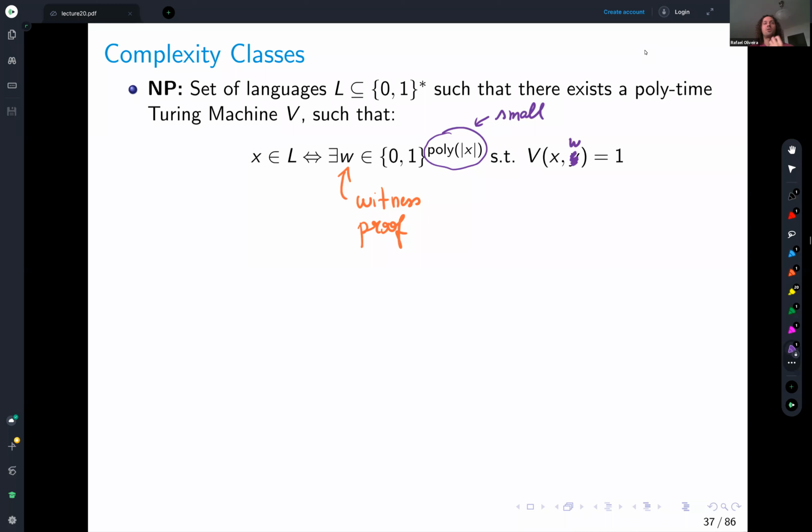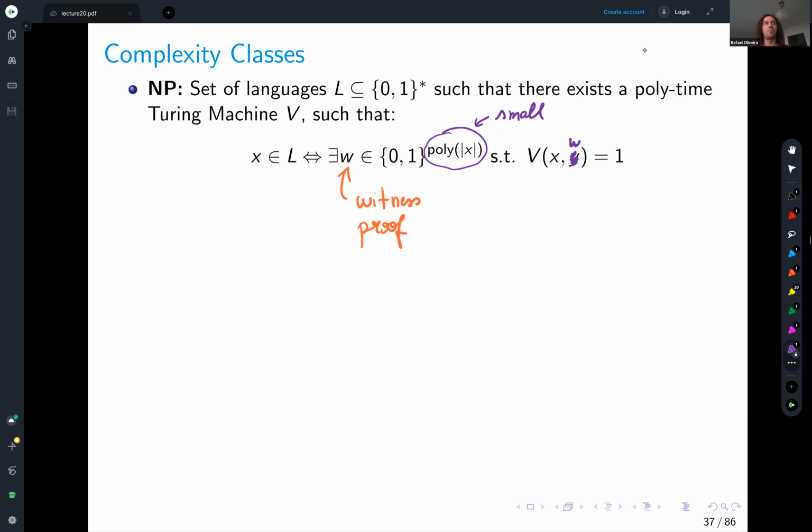So this verifier is an automatic procedure, an algorithm that verifies that X is in the language given the proof. So that's the if and only if. If X is not in the language, then there's no short proof on which the verifier will accept. That's why we have the if and only if here. Does that make sense?